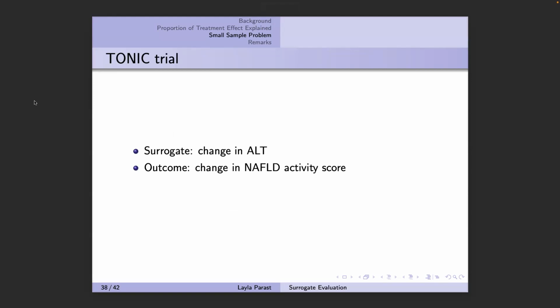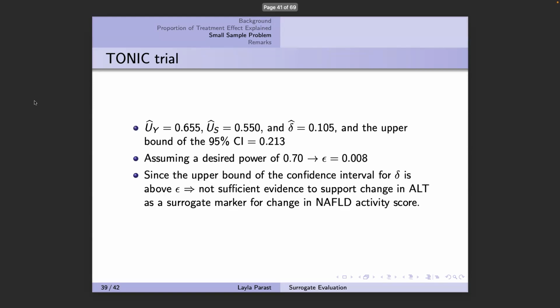So let's look at it in the TONIC trial. In the TONIC trial, again, our surrogate is change in ALT from baseline to 96 weeks. My outcome is change in NAFLD activity score, also from baseline to 96 weeks. UY hat is 0.655, US hat is 0.550. So US hat, not very good, right? 0.5 is our null. My delta hat is 0.105. So that's just the difference between those two again. And the upper bound of that confidence interval is 0.213.